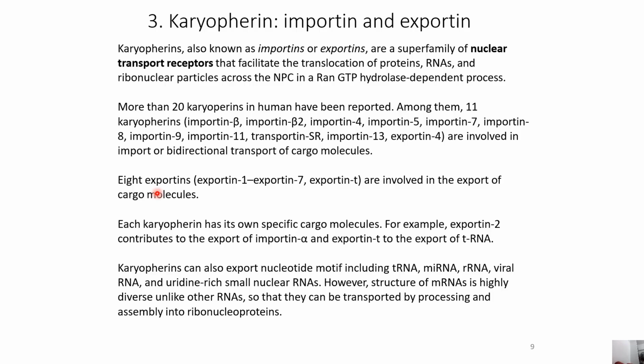Now, each carrier-ferrets has its own specific cargo molecules. For example, exportin 2 contributes to the export of importin alpha and exportin 5 to the export of tRNA. And carrier-ferrets can also export nucleotide motifs including tRNA, miRNA, rRNA, viral RNA and uridine-rich small nuclear RNAs. However, the structure of mRNAs is highly diverse unlike other RNAs, so they can be transported by processing and assembly into ribonucleoproteins.